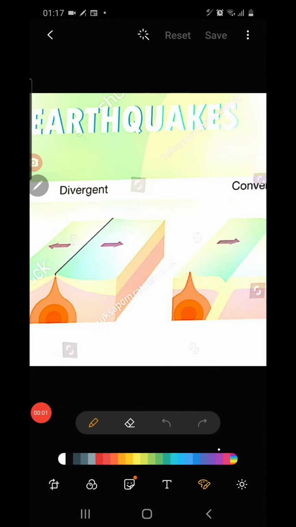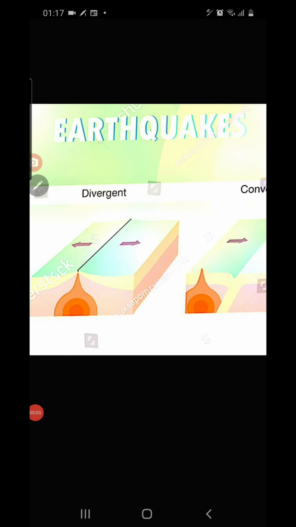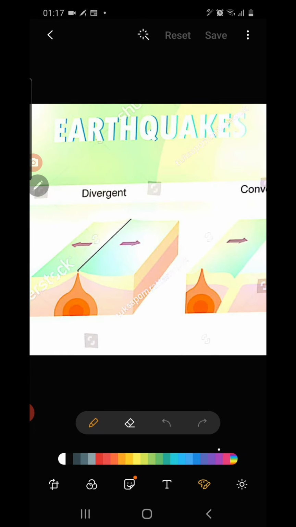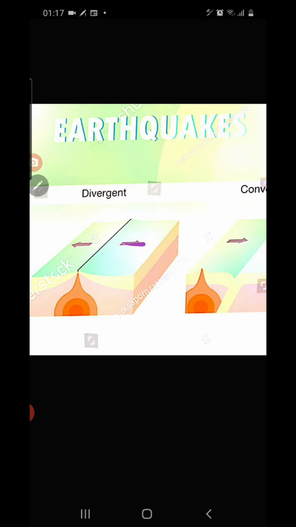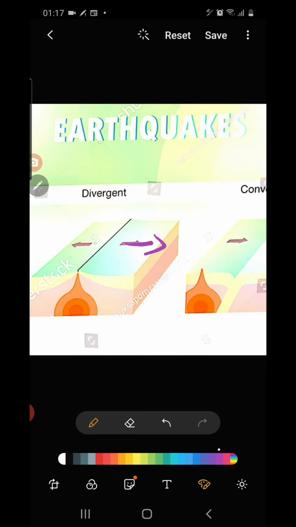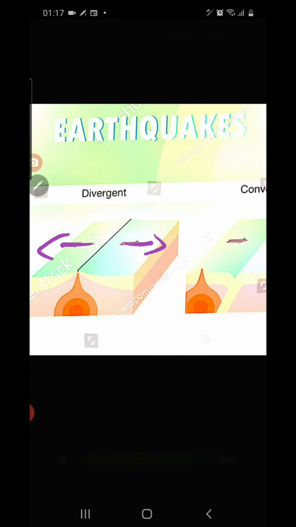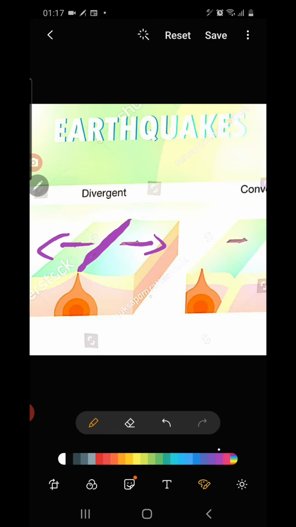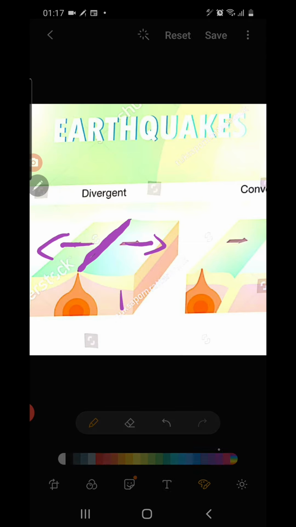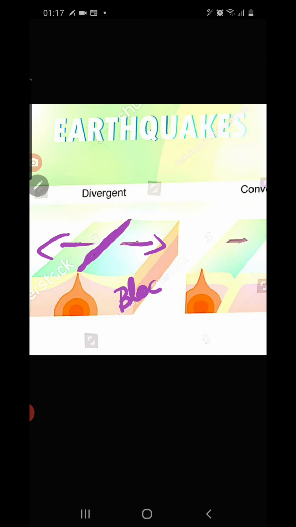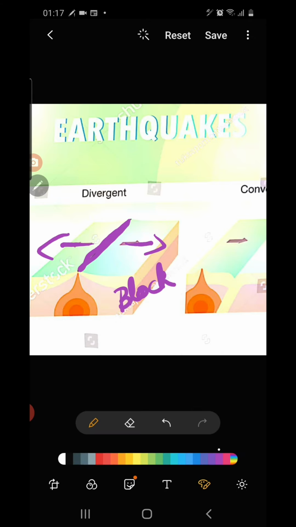There are mainly three types of tectonic plate boundaries. Divergent tectonic plates, otherwise divergent movement. You see that the movement of the plates is like this. From a particular point here, they move towards different directions. This is a divergent plate boundary, we can say. Scientists say that block mountains are mainly formed due to this kind of divergent boundary.